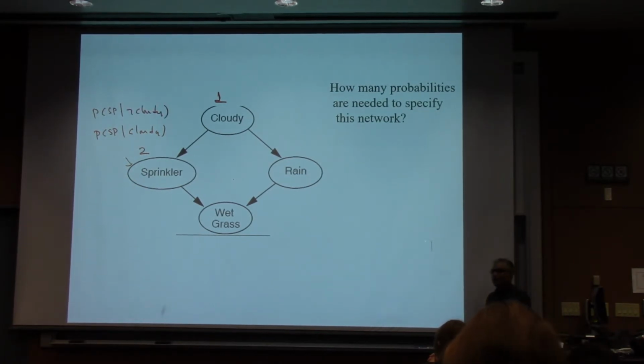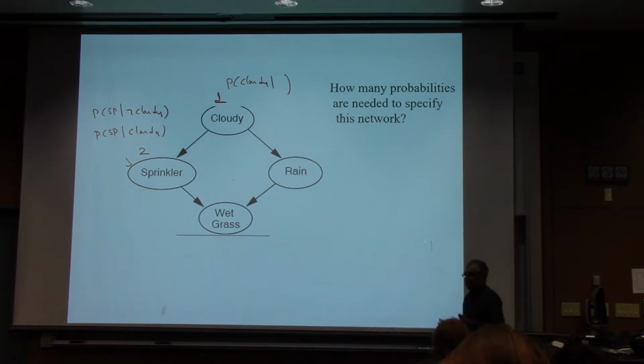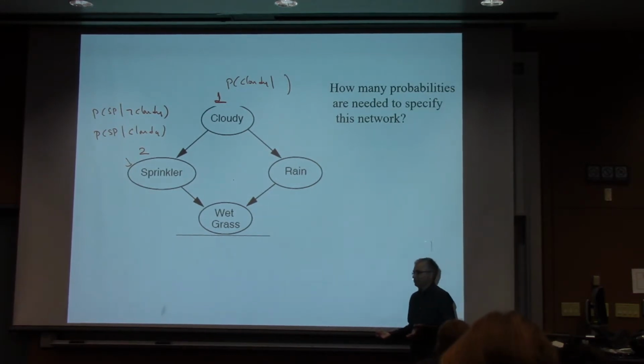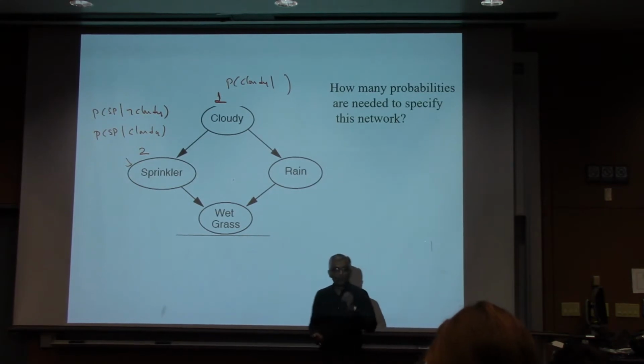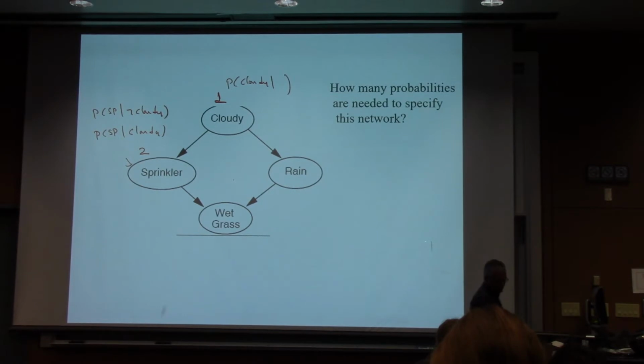Why don't you need probability of not sprinkler given not cloudy? It's just 1 minus that. Right? Okay. And then this one is just probability of cloudy given nothing. Given nothing basically is the prior probability, because this guy is an orphan. Cloudy is an orphan, has no parents. So you just give probability of cloudy.